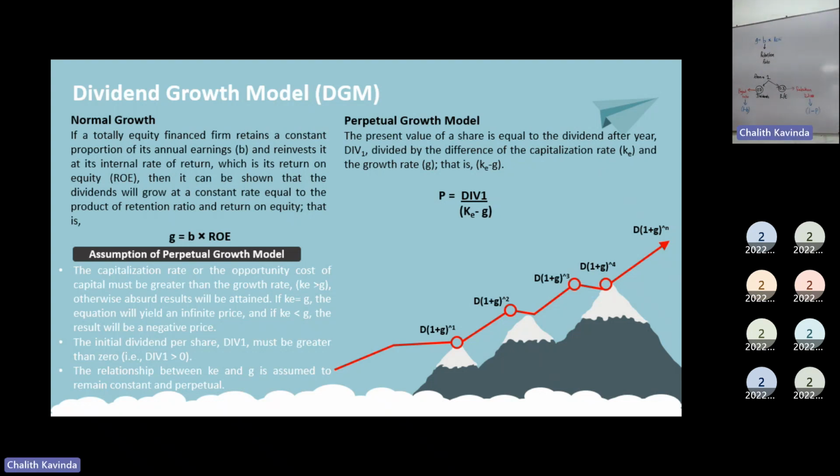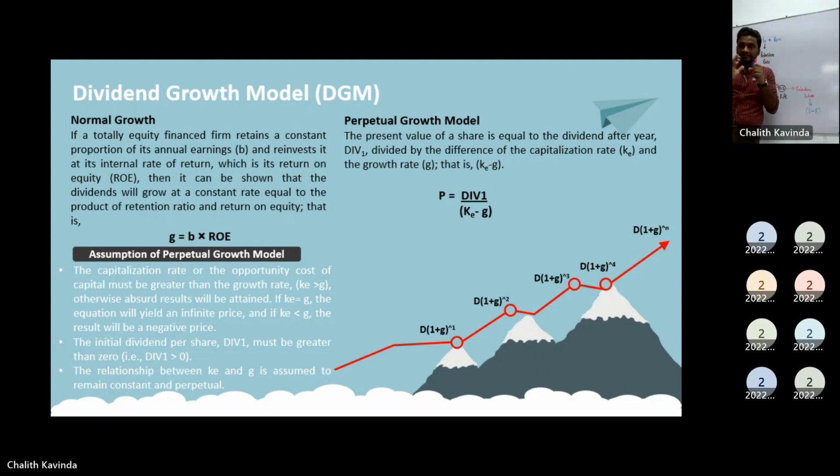there is a limit for you to predict the growth. There's a limit for you to predict the dividends. Up to some year, you can predict the dividends. But after some time, it's very difficult. That's the normal practice. Accordingly, we are using a particular model called perpetual growth.